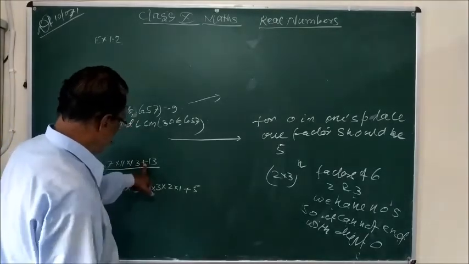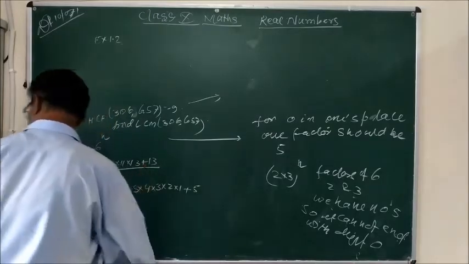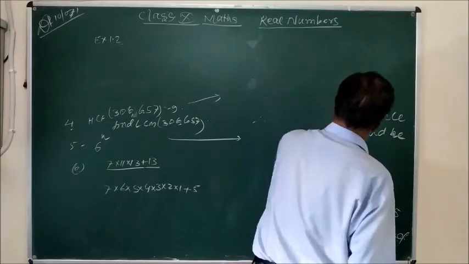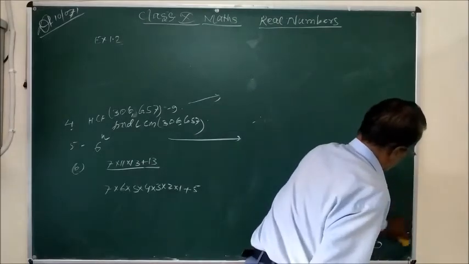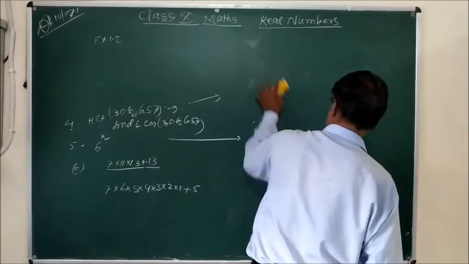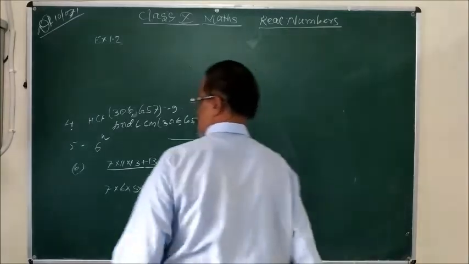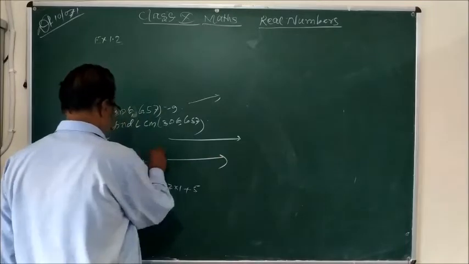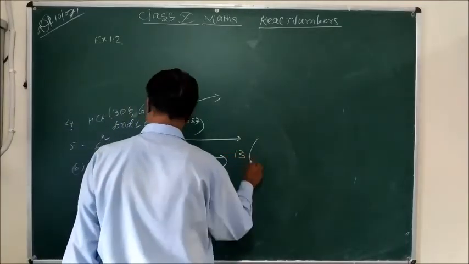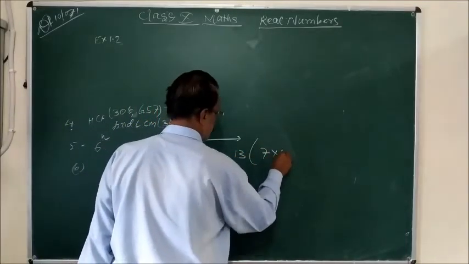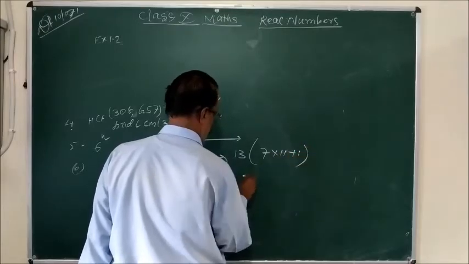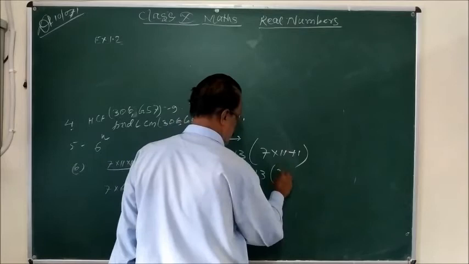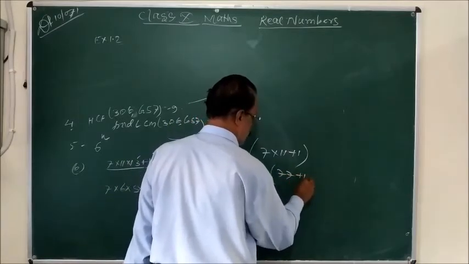Now here we see one sign is plus. So how can you prove that? For proving a number composite, you know very well, it should be written as a product of primes. So now you see 13, you take the common 13, and here you will get 7 into 11, a plus 1. Now 13 into 77, a plus 1.